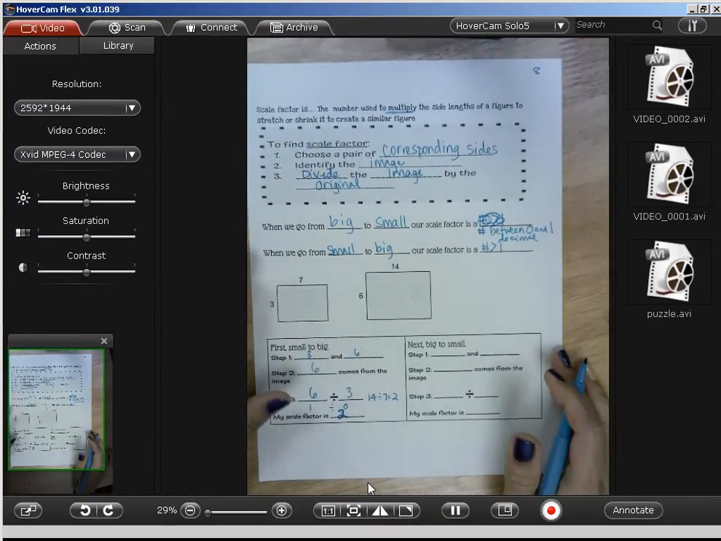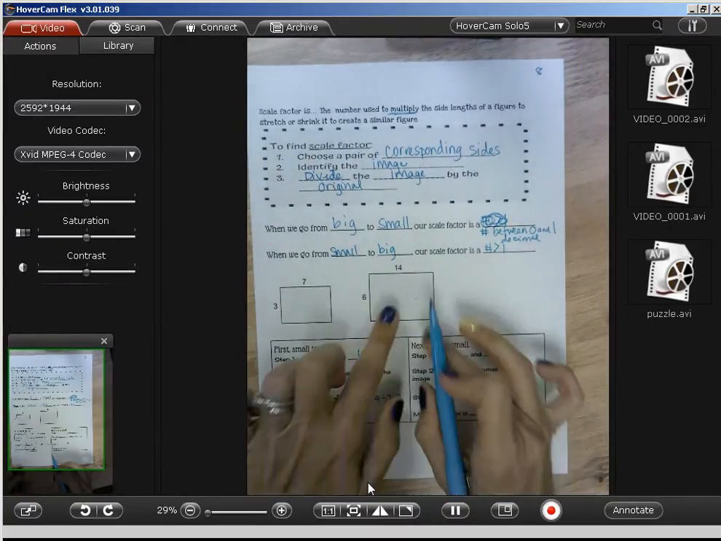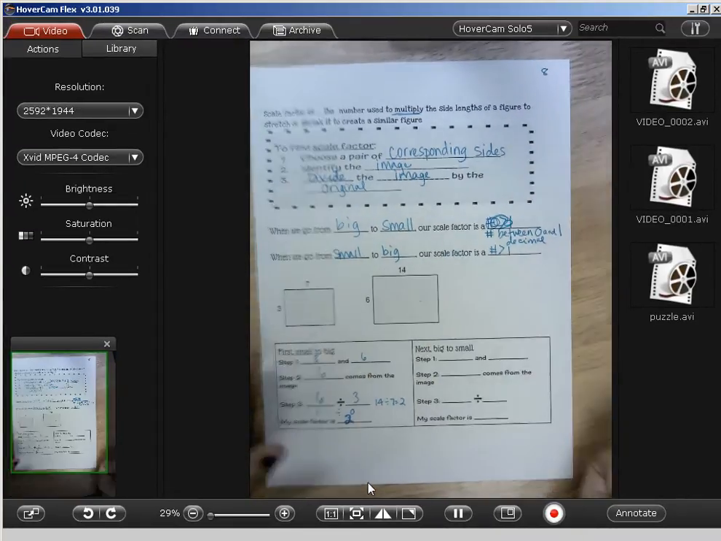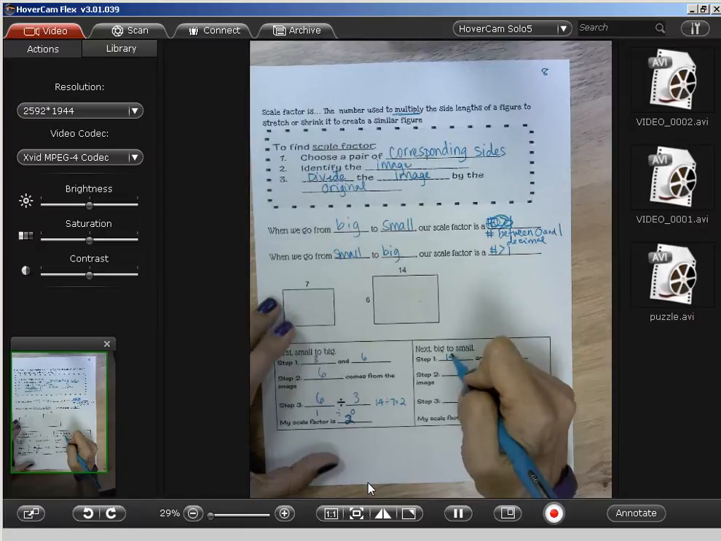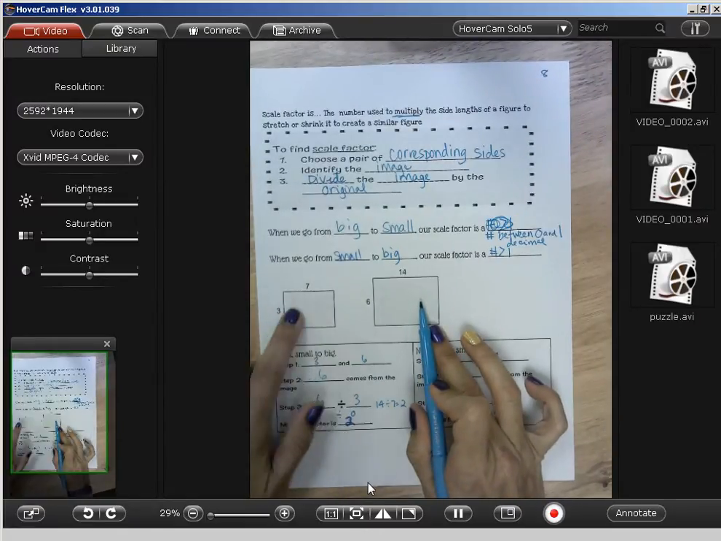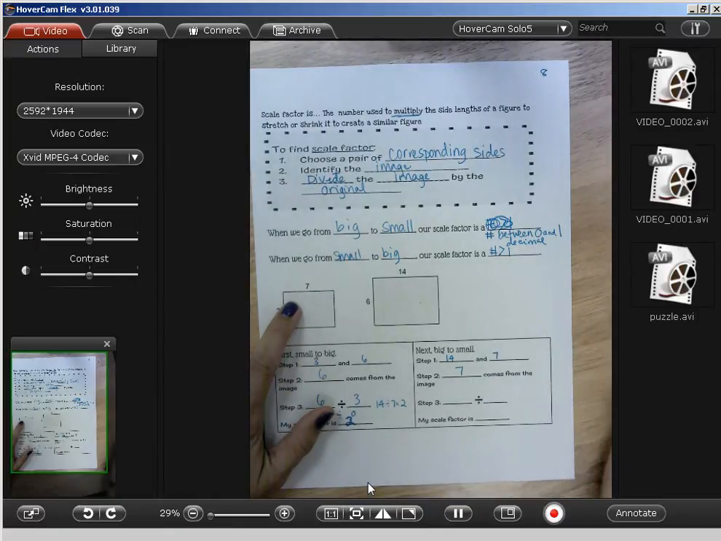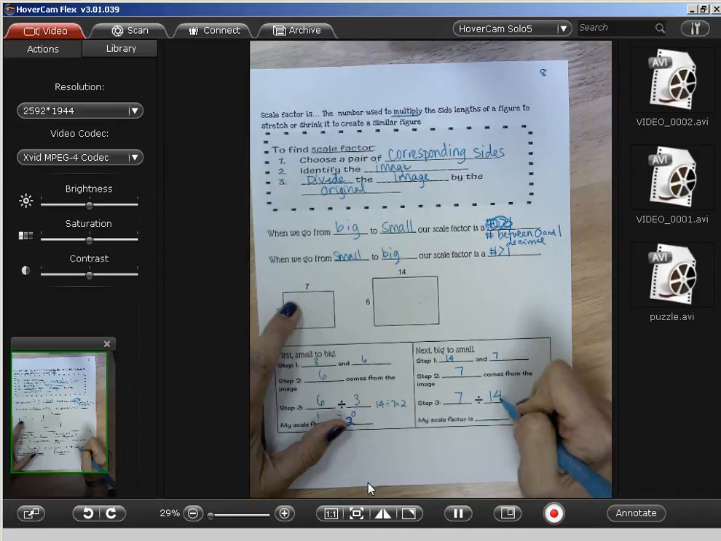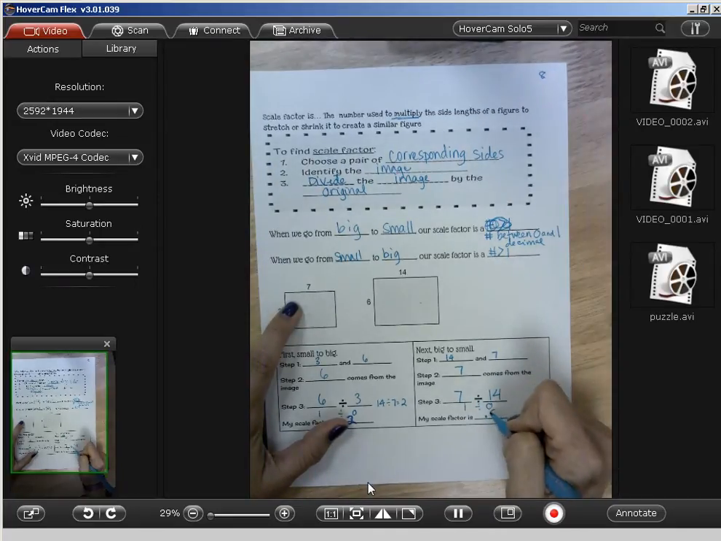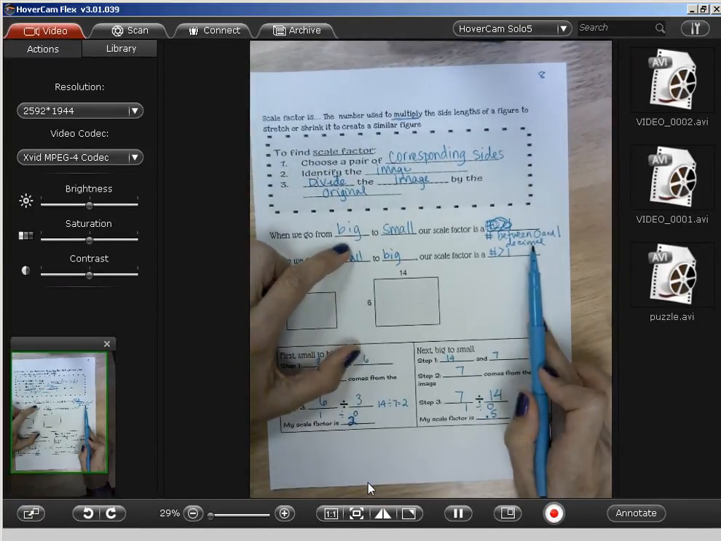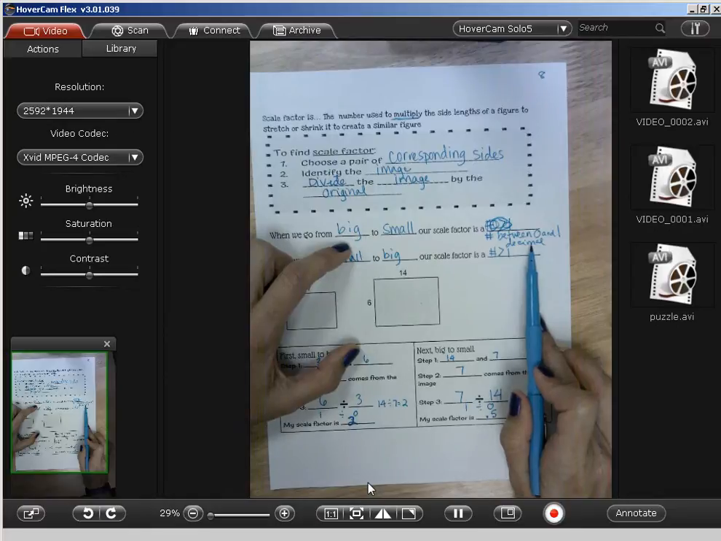Now we're going to switch it and try big to small. I'm starting with the large one and the image is the small one. I'm going to choose 14 and 7. Since I'm going big to small, my 7 comes from my image. So I'm going to do 7 divided by 14 because I do image divided by original. That gives me a scale factor of 0.5, which makes sense because when I go from big to small, I should have a number between 0 and 1, which should be a decimal.